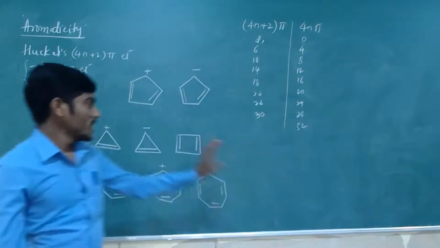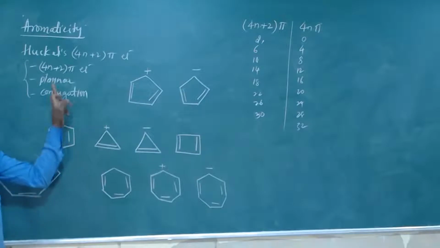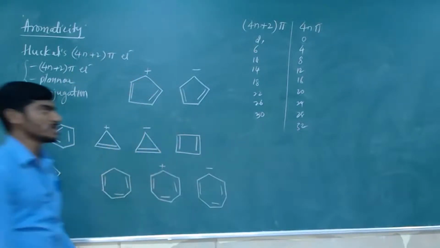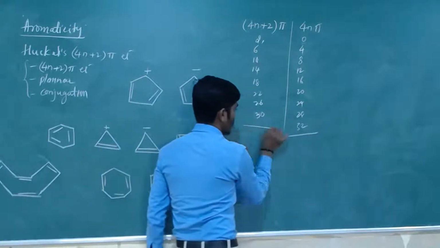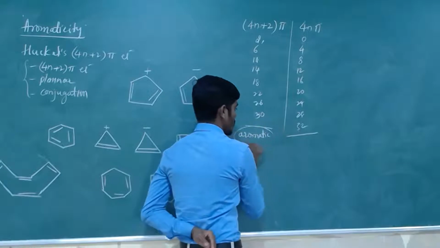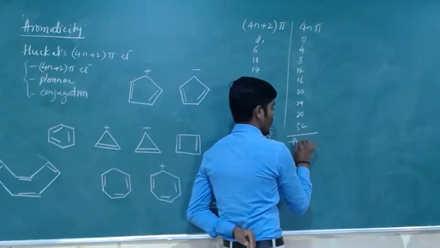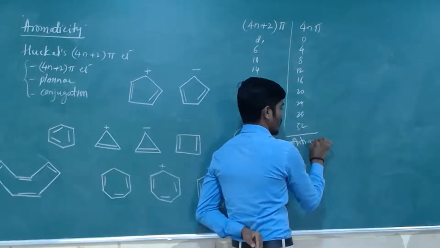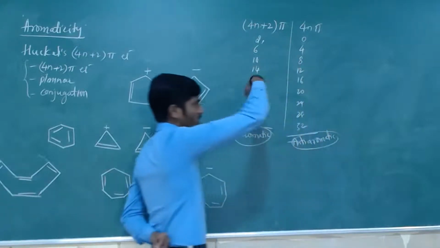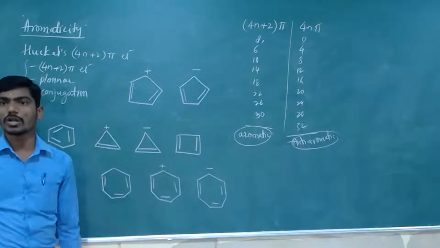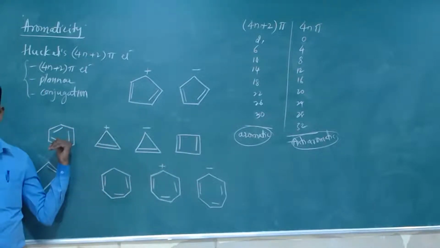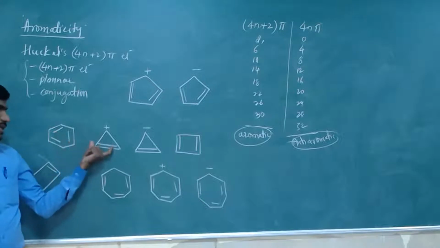If a planar, cyclic, and conjugated compound contains 4n pi electrons, then it is said to be anti-aromatic. This one is aromatic and this is anti-aromatic. If the pi electron count is other than these, it is said to be non-aromatic. See the first one, benzene: aromatic or non-aromatic? Aromatic.